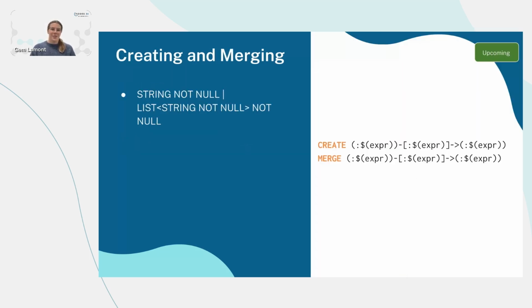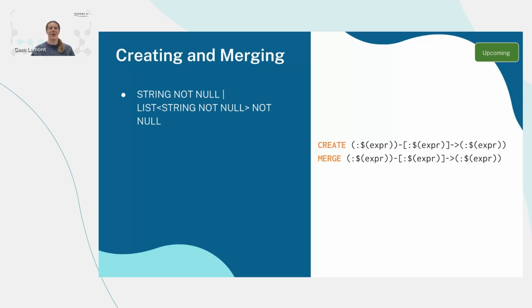So what's coming up? We all love creating and merging data. In an upcoming release, we're going to be able to do this with dynamic labels and dynamic types. This brings relationships into the picture. As you can see here, we've got the $ in parentheses again, surrounding our expression, but now you can also do it for relationships.